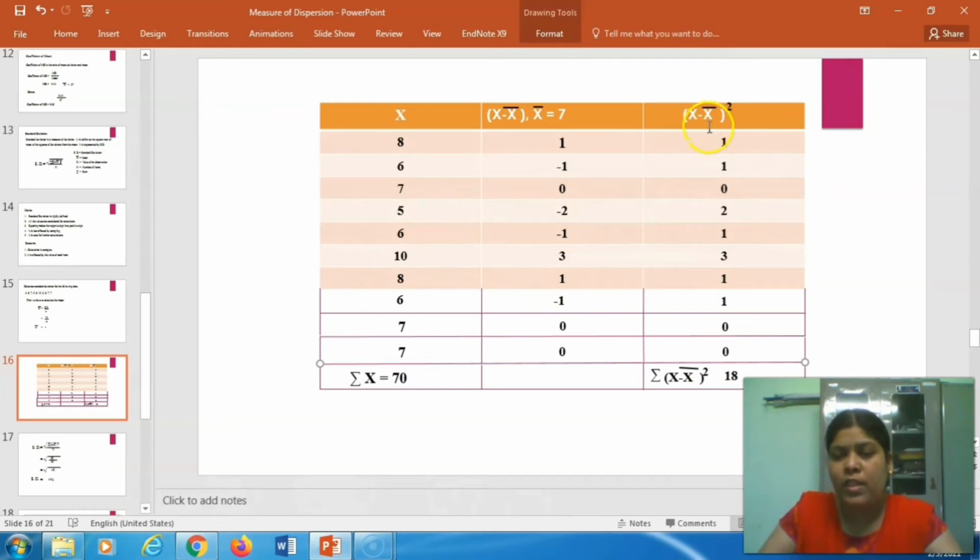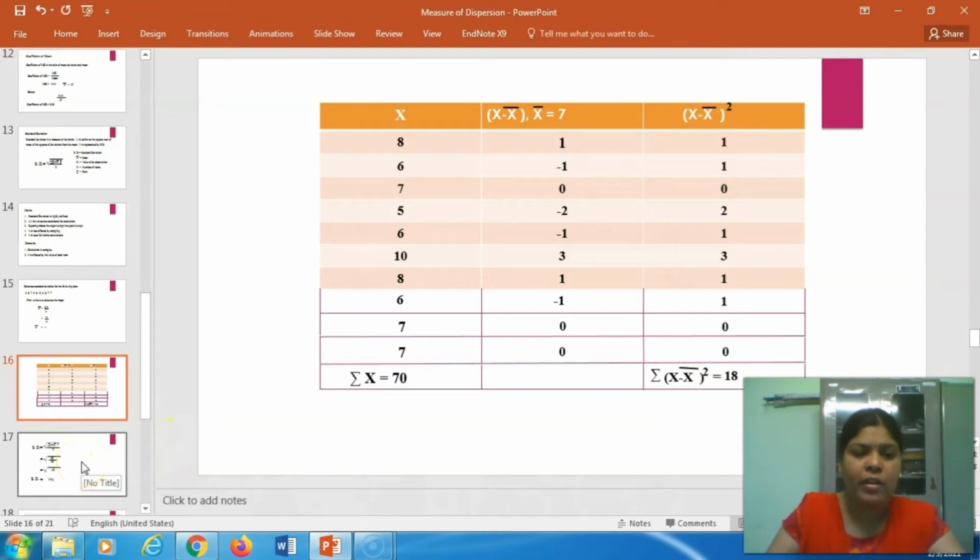After that, (x minus x bar) squared. We have already got our x minus x bar. We just have to square these values. The square of 1 is equal to 1, and like this all values are obtained. Here we have to make a summation. Summation of x is equal to 70, and summation of (x minus x bar) squared is equal to 18. So this is our (x minus x bar) squared.